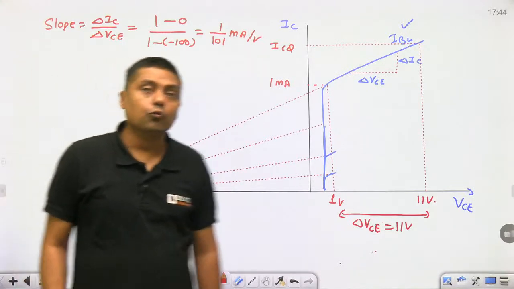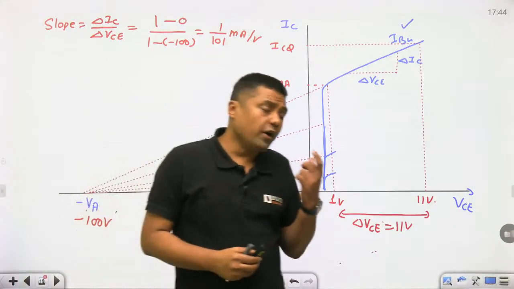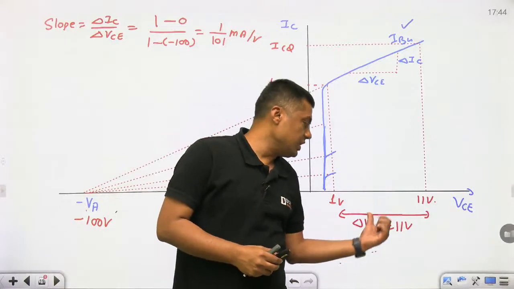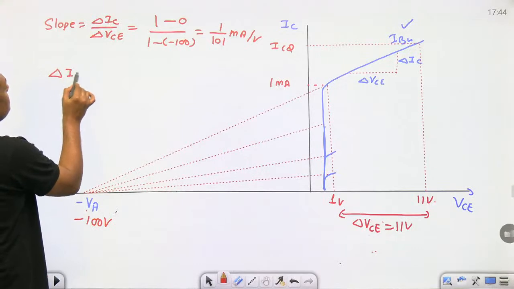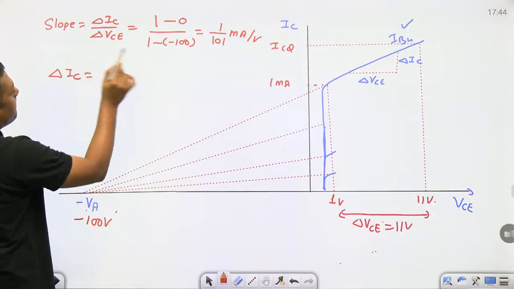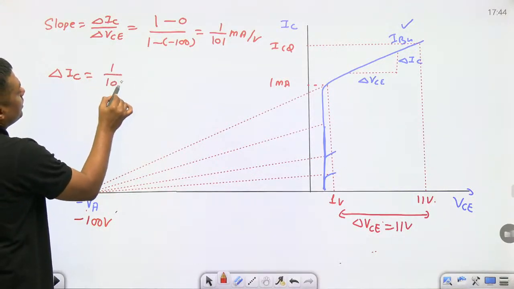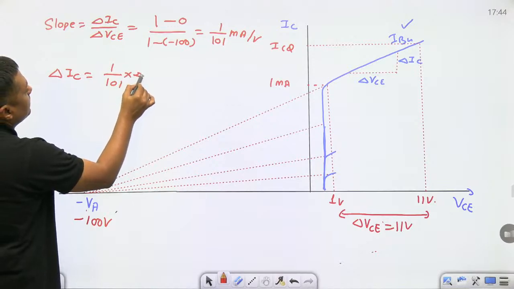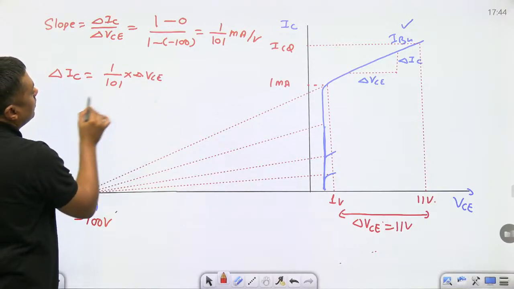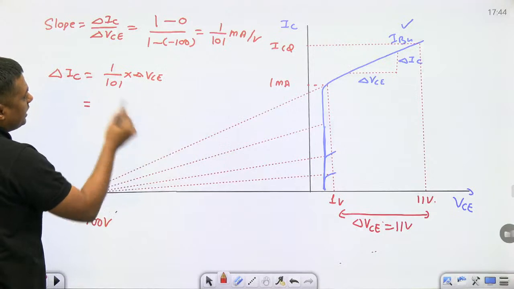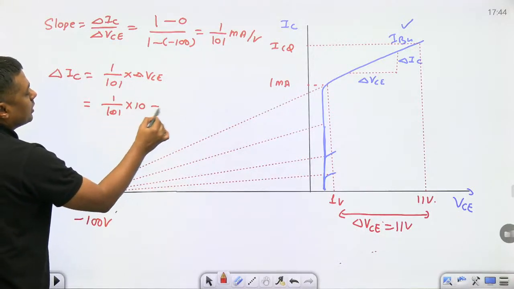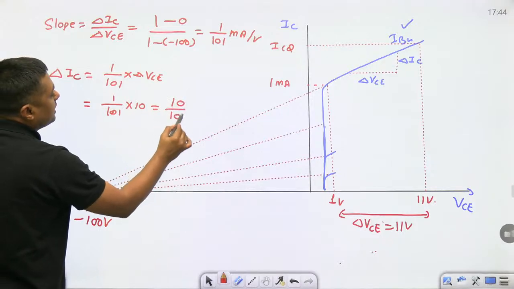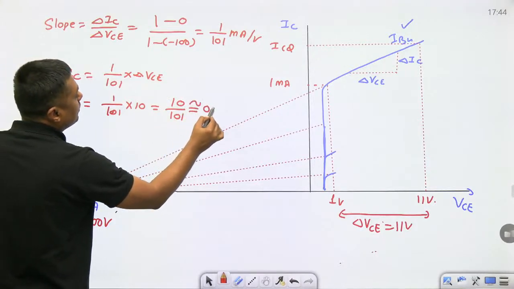Milliampere per volt. Now if you want to find the change, the change in IC is given by the slope times the change in VCE. So what is the change in VCE? 11 minus 1, 10 volt. So 1 upon 101 into 10. That becomes 10 divided by 101. This is nearly equal to 0.1 milliampere.